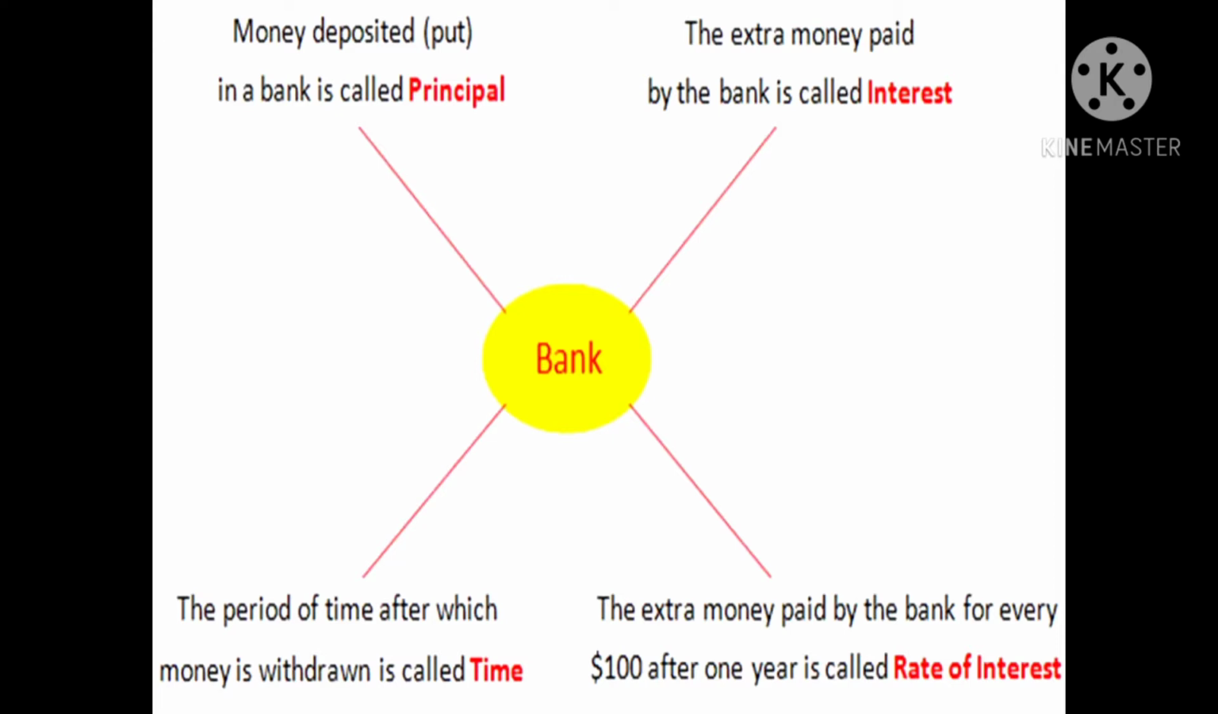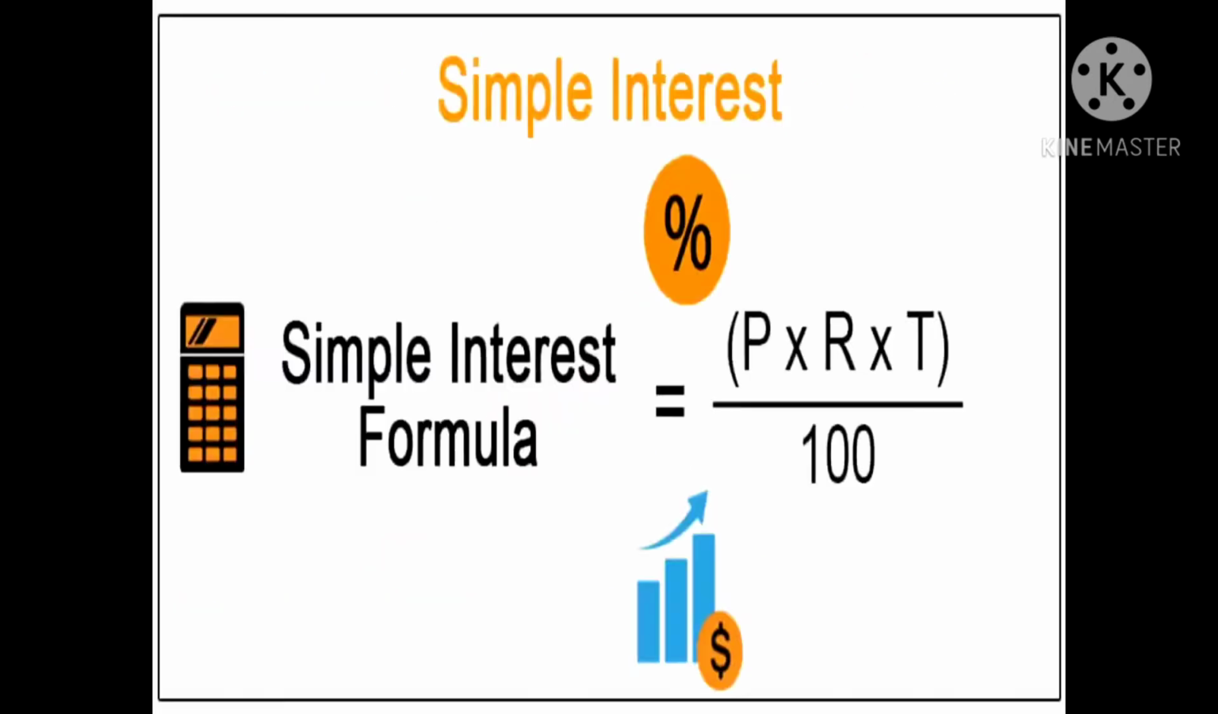After that, we are also going to learn about rate of interest. The extra money paid by the bank for every 100 rupees after 1 year is the rate of interest. What is the rate of interest? The extra money paid by the bank.